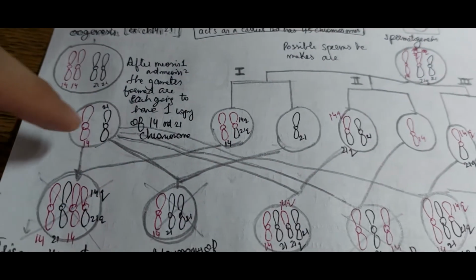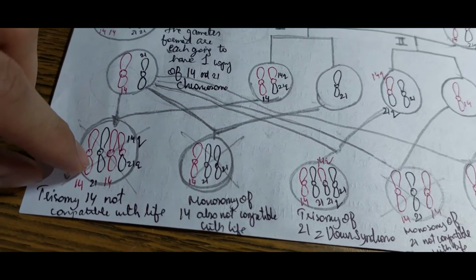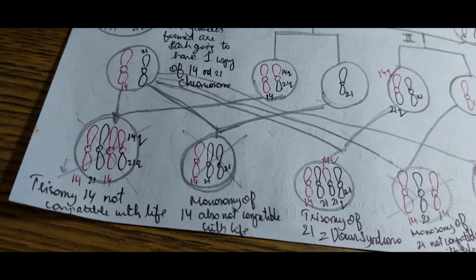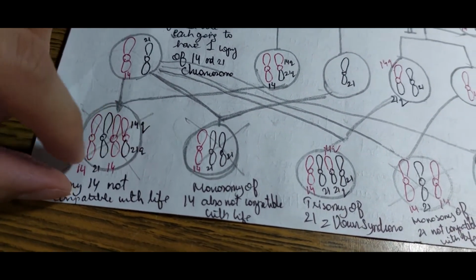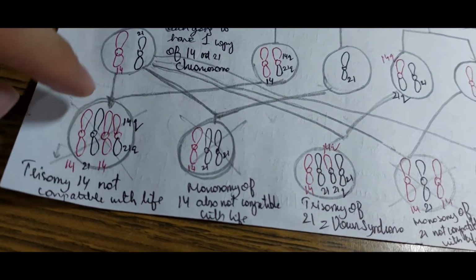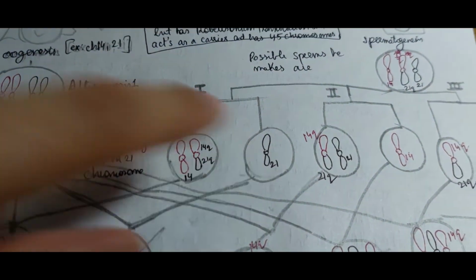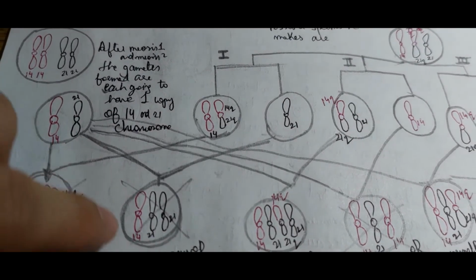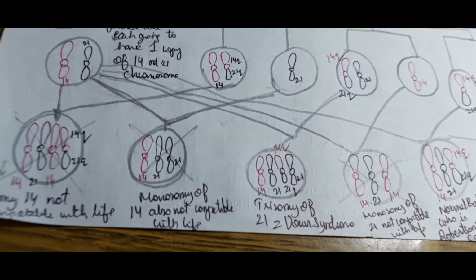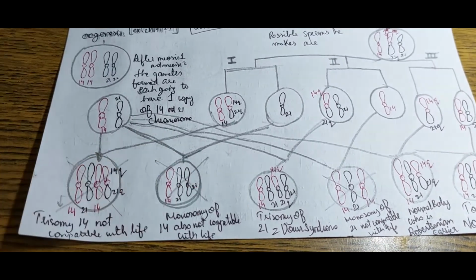If this sperm fuses with a normal egg, we are going to get two 14 chromosomes and one 21 chromosome, and another 21 chromosome, but there's also 14q. So this means that there is trisomy of 14, and we remember that trisomy of 14 is not compatible with life. Due to this reason, the baby will be aborted. Now if we combine this gamete with the normal gamete of the wife, we are going to get monosomy of 14, and we remember monosomy of autosomes is also not compatible with life. Due to this reason also, the baby will be aborted.